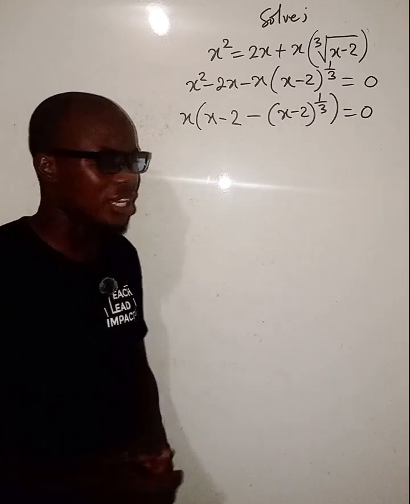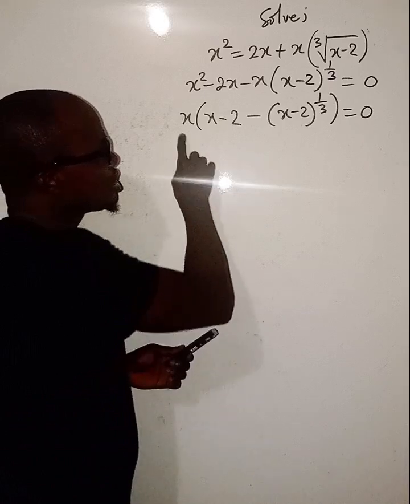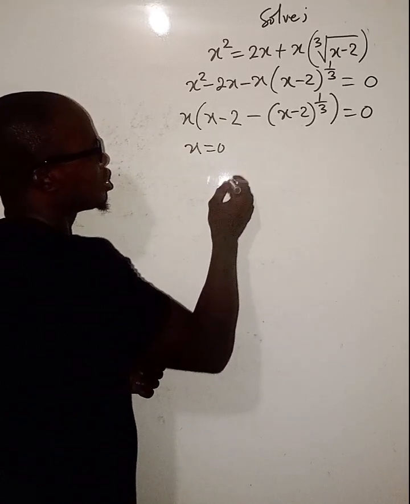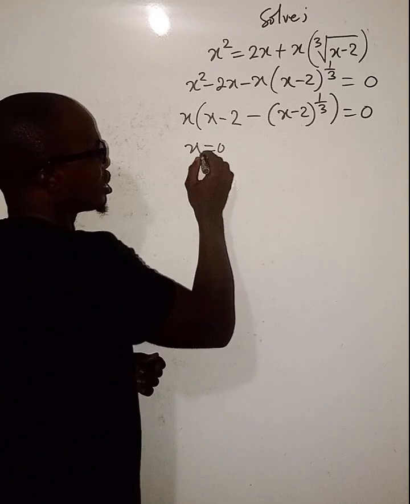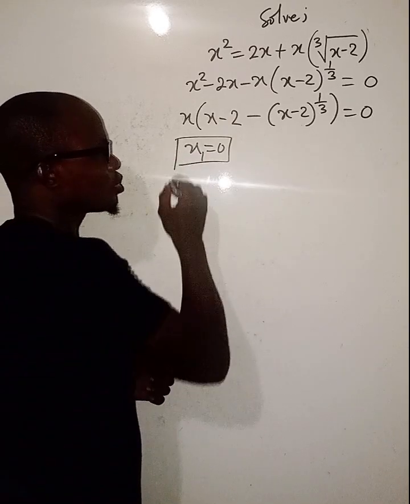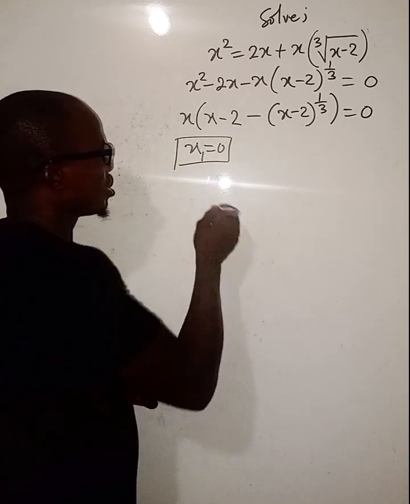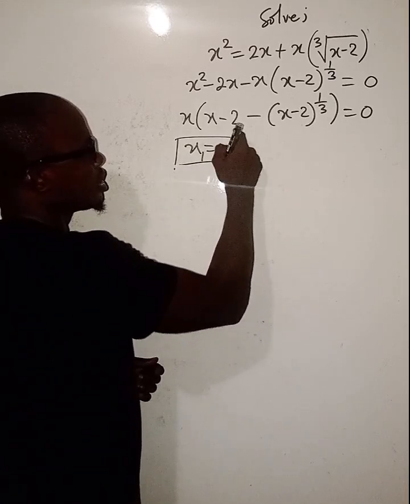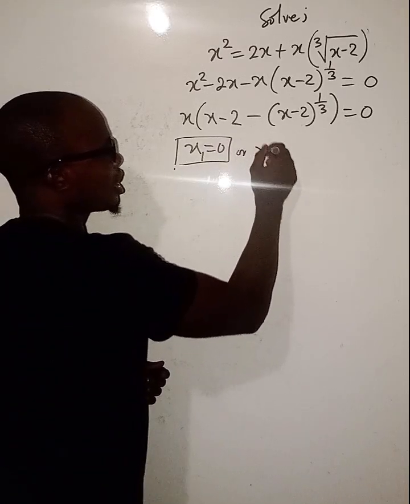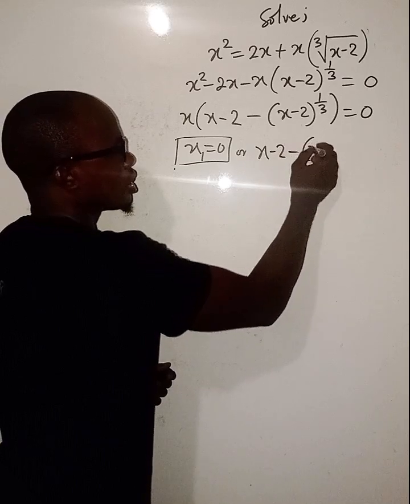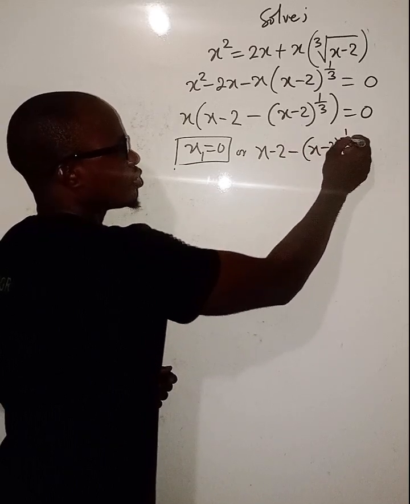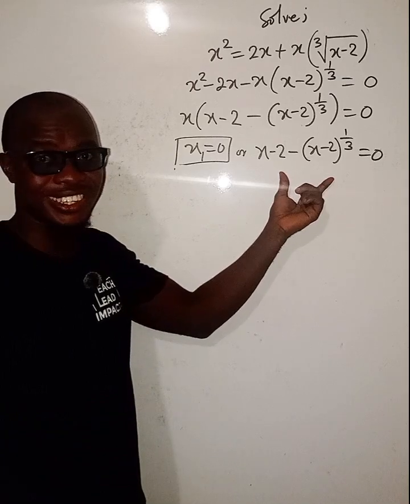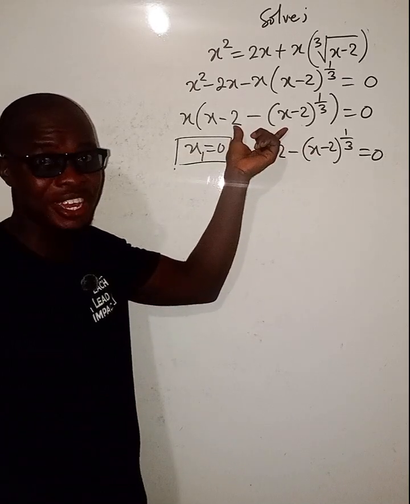From there, we can see that this is a zero-form equation. We can have x to be 0. That is the first solution. I want you to keep it. The next thing, we have x minus 2 minus x minus 2 to the power of 1 over 3 equals 0. So this is the second equation.